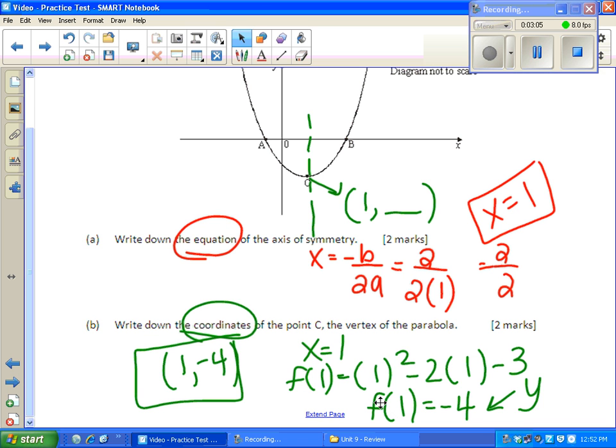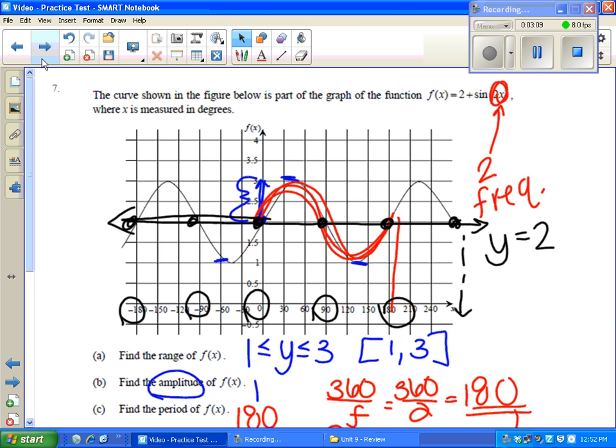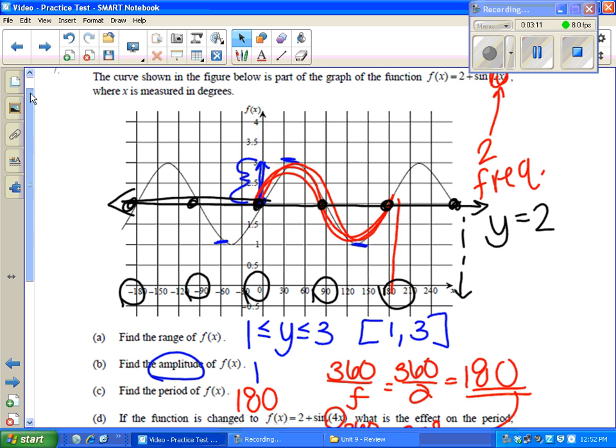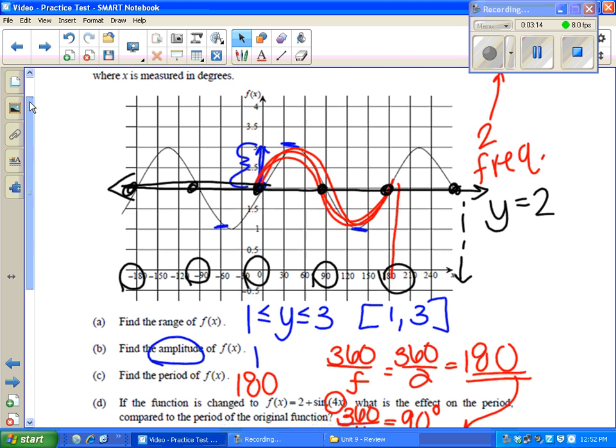Substituting in 1 then gives me -4 for y, so the coordinates are (1, -4). Here we have a trig graph. It looks like a lot going on here. I'll try to walk you through it as best I can.